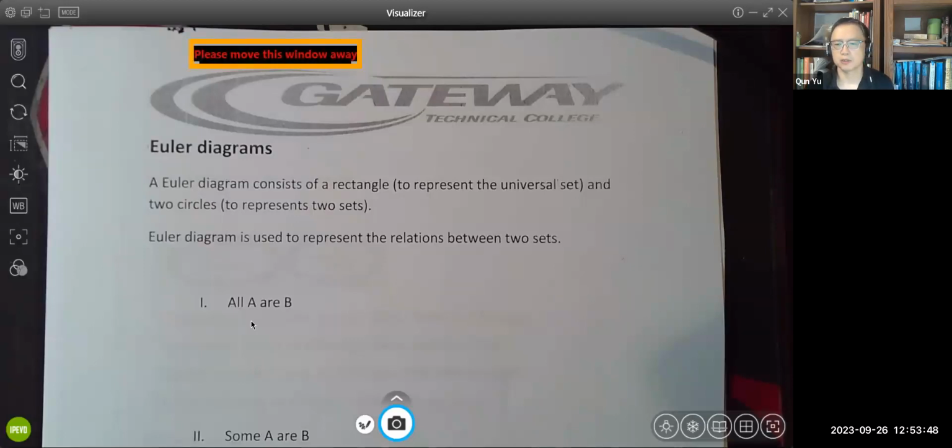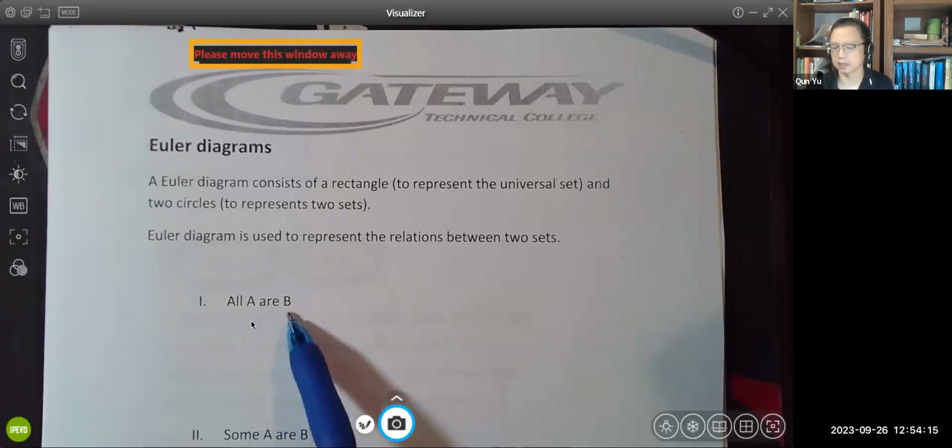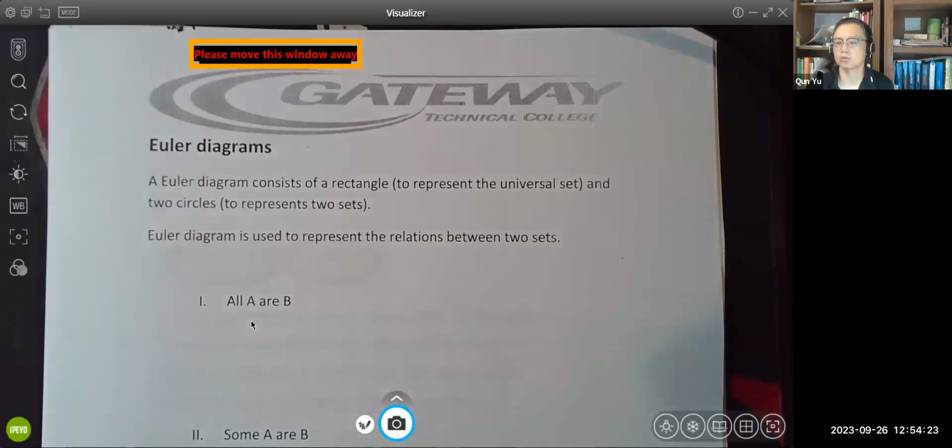The most important part when you draw an Euler diagram is how to represent the relations between two sets. If we have two sets, there are only four possible relations. So let's focus on how to represent these four relations using two circles. Each set is a circle, like I use A and B to represent those two sets. So we have circle A and circle B.